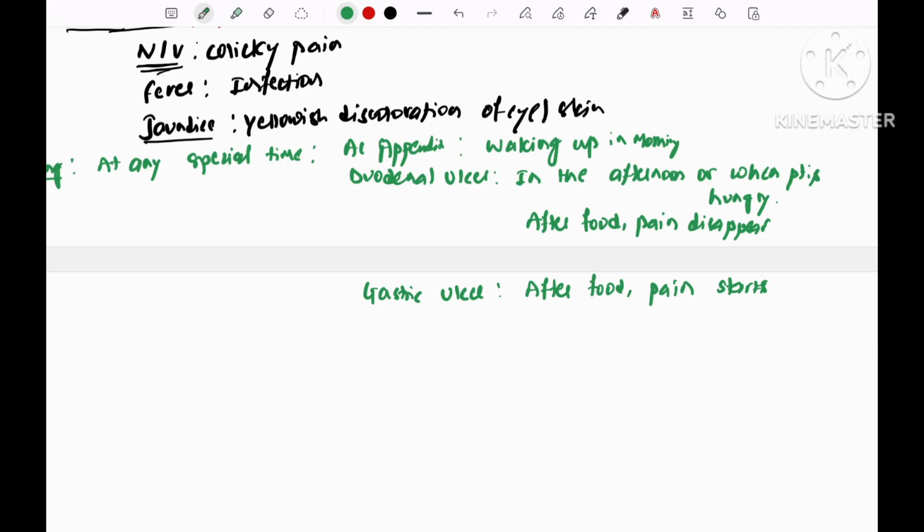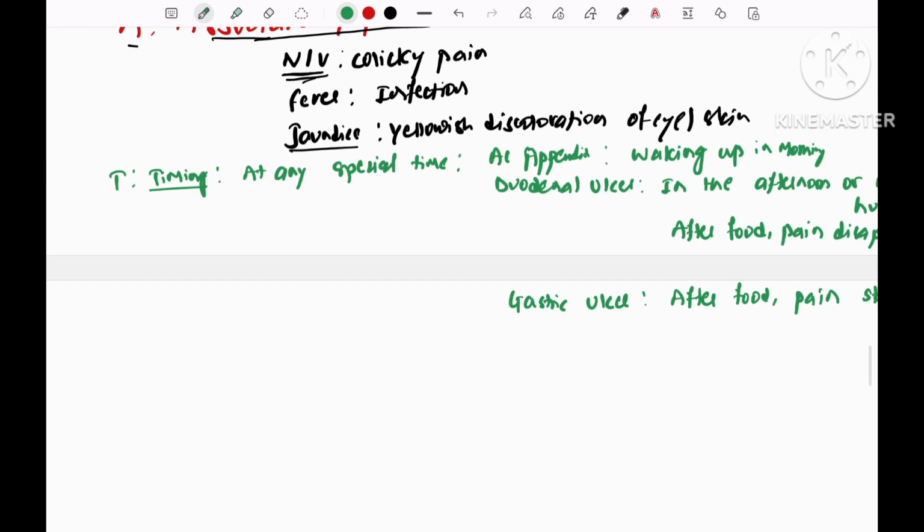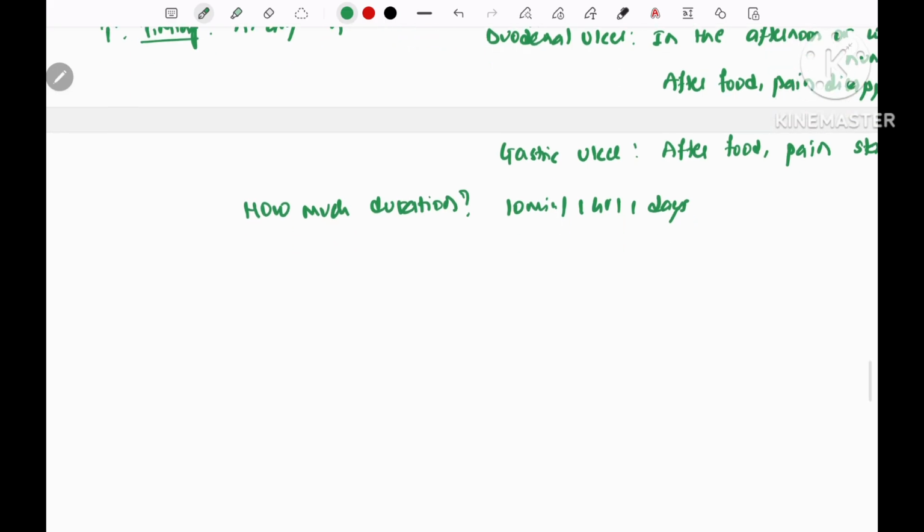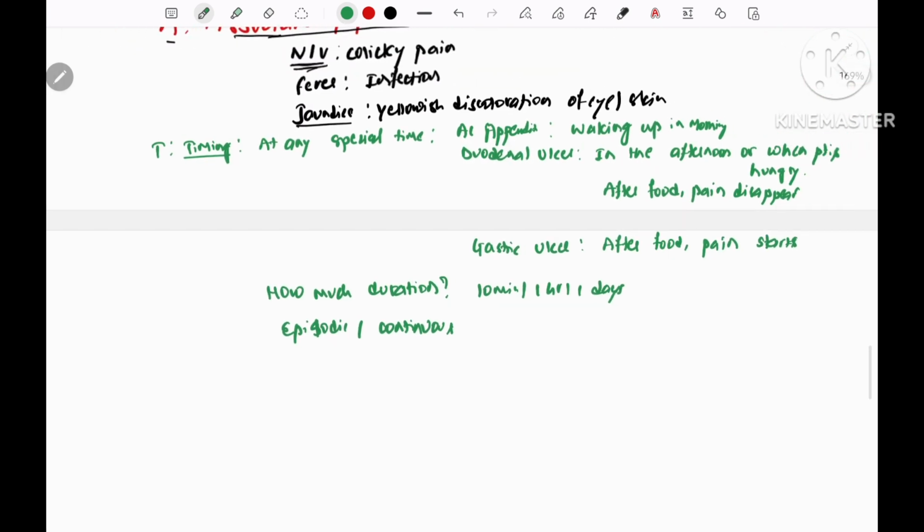after taking food. So during time T, we mention whether there is any special time, and how much duration this pain is lasting, like it can be 10 minutes or 1 hour, 1 day. Then we also have to ask whether the pain is either episodic or continuous. So these are the 3 points which we have to ask during T.